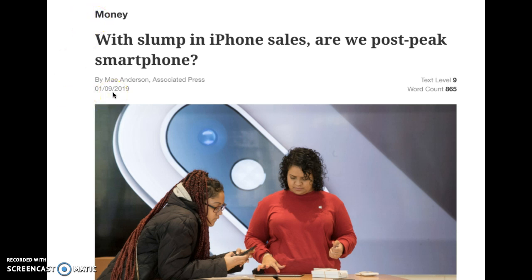It was written on the 9th, and the title is, "With Slump in iPhone Sales, Are We Post-Peak Smartphone?" Now, good readers will be able to take a title and have a guess about what the article is going to be about. They'll be able to predict a little bit. One of the things that I know about iPhone sales is that the iPhone X or the iPhone 10, however they're phrasing it, is about $1,000. I would suggest that maybe that's why iPhone sales are down.